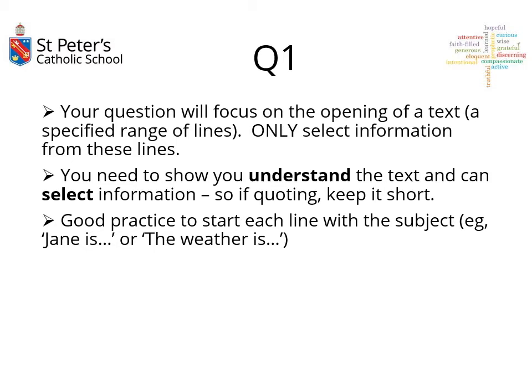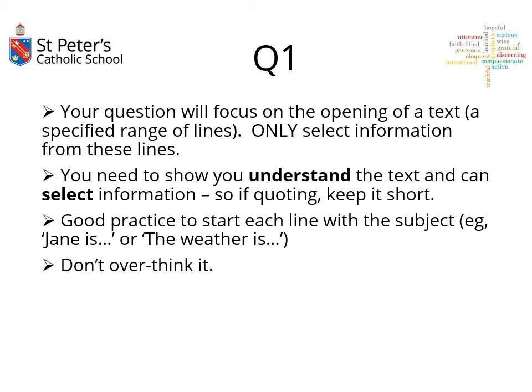Good practice is to start each line with the subject. So for example, if the question is list 4 things you know about Jane, you would say Jane is 1, Jane is 2, Jane is 3, or if it's list 4 things about the setting, you could say the weather is this, the landscape is this, and so on. So just to show that you are really paying attention.